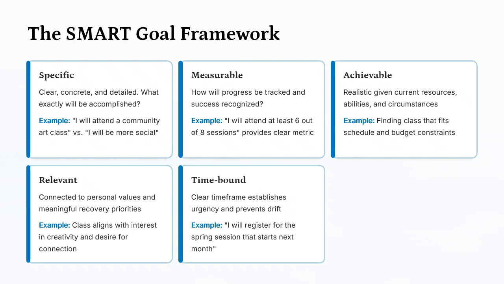Measurable. How will progress be tracked and success recognized? An example could be, I will attend at least 6 out of 8 sessions, which provides a clear metric. Achievable. Realistic, given current resources, abilities, and circumstances. An example, finding a class that fits schedule and budget constraints.